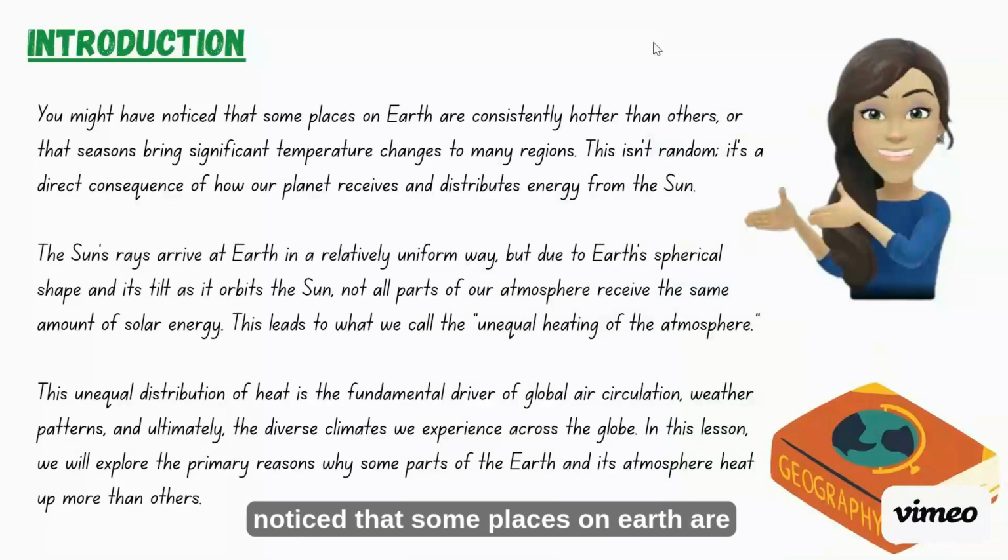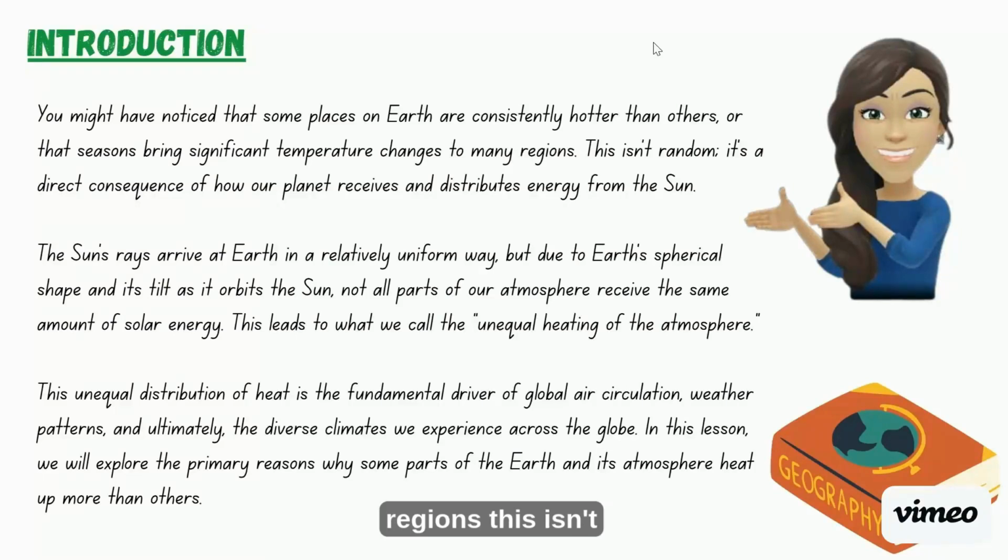You might have noticed that some places on Earth are consistently hotter than others, or that seasons bring significant temperature changes to many regions. This isn't random. It's a direct consequence of how our planet receives and distributes energy from the sun.